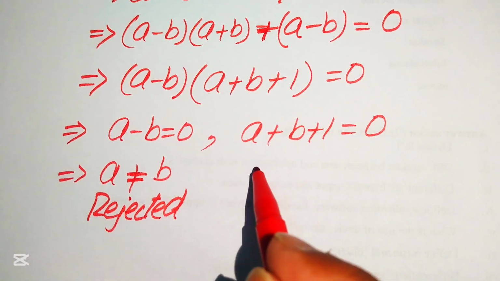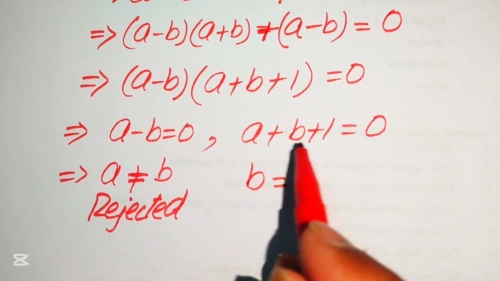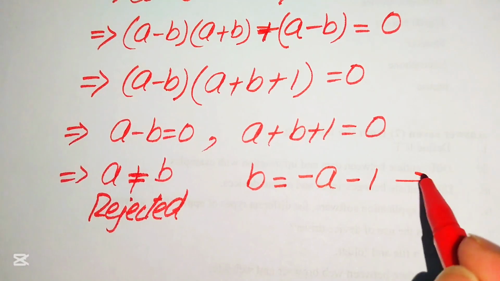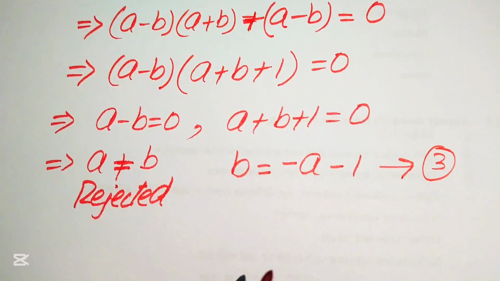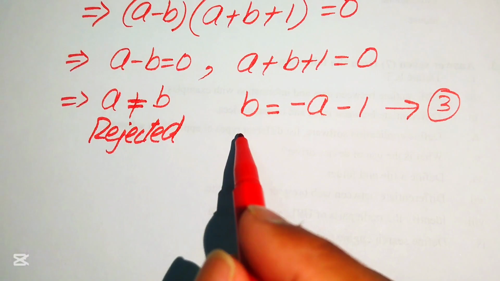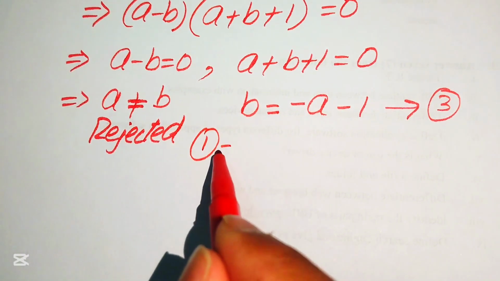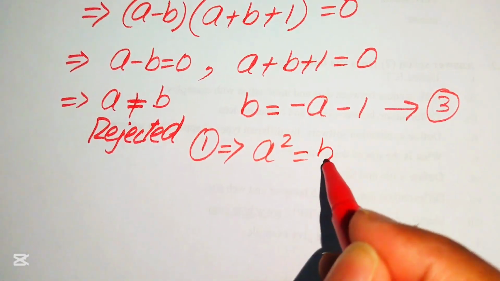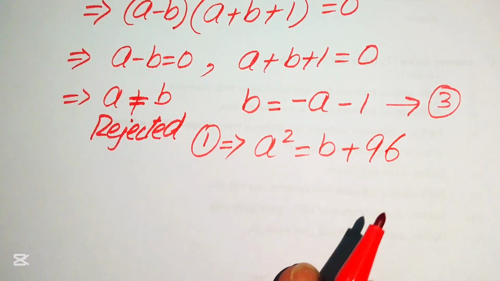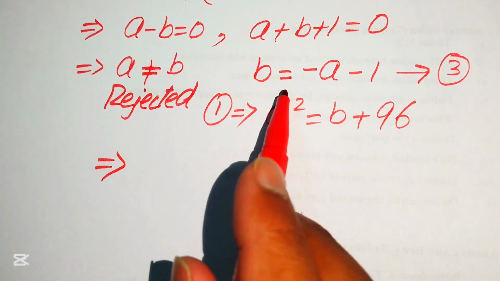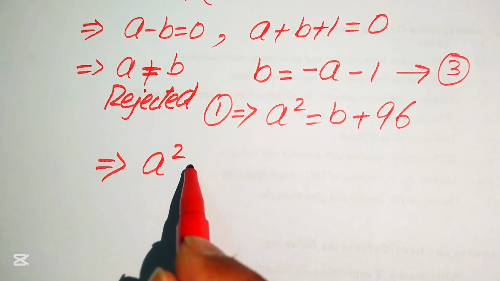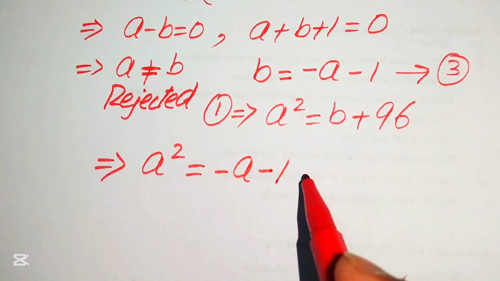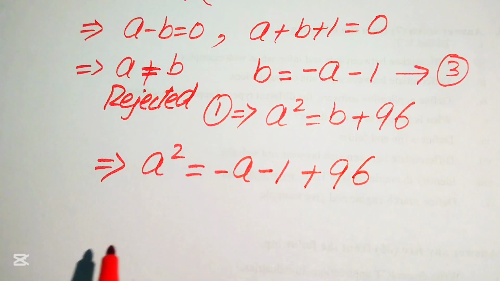So now we separate the value of b and we move a and 1 to the right hand side. It will be written as b equals minus a minus 1. We call this equation number 3. And now we need to substitute this value of b in equation number 1. So we copy down equation number 1 here: a square equals to b plus 96. We put the above value of b here, and it will be written as a square equals to, the value of b is minus a minus 1, plus 96.